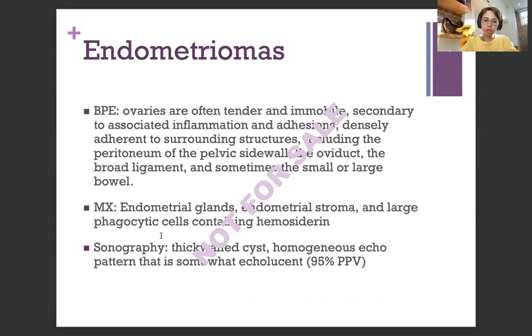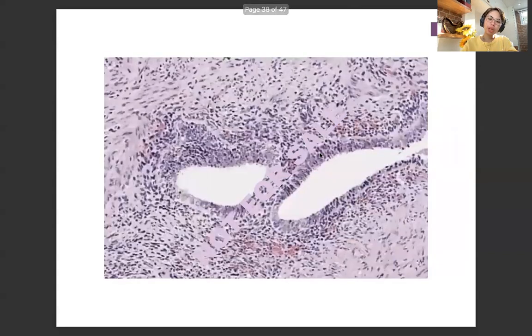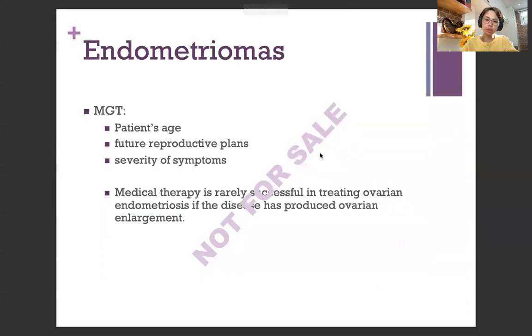Thick-walled, homogeneous echo pattern and somewhat echolucent in sonography. Here you go. This is ultrasound. And this is the endometrioma or the endometriotic cyst, okay, on laparoscopy. All right, microscopic. Supposedly, we do not see endometrial glands and stroma in the ovary. So if we see, then that's endometrioma. Look at the patient's age, future reproductive plans, and severity of symptoms. Do we always remove it right away, doc?